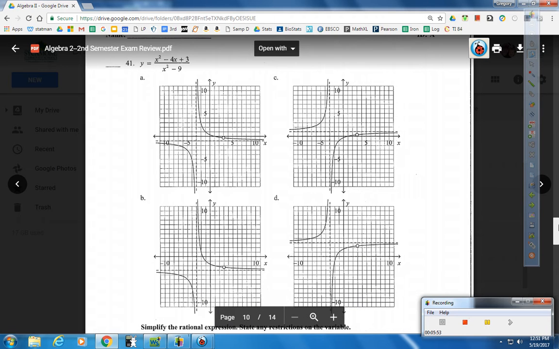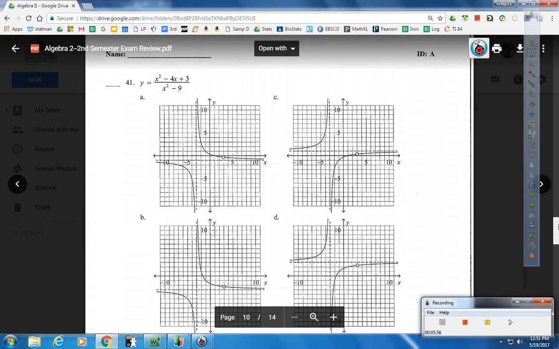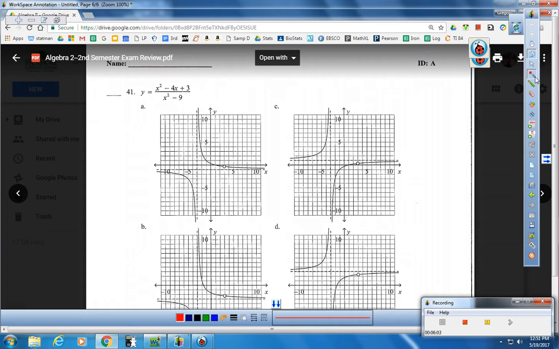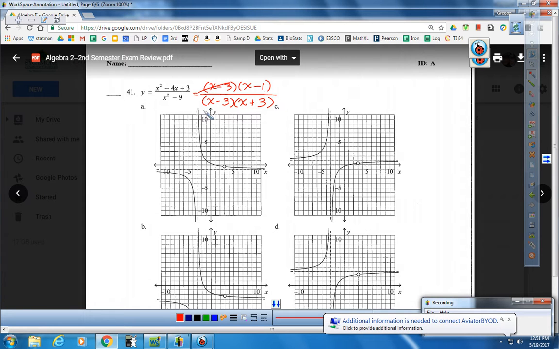41, we have one more graph, and there's definitely some cancellation that can go out here. So we have to factor both the top and the bottom on number 41 and see what we get. So if we factor the numerator, it factors into x minus 3 times x minus 1. And the denominator factors into x minus 3, x plus 3. Okay? Now I can see that they cancel there, so I'm going to have a hole where x is 3.